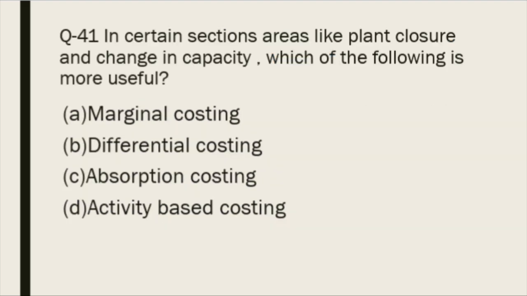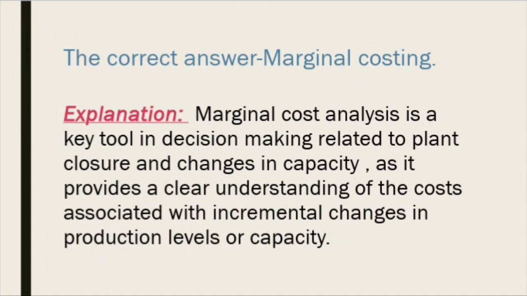Next question: in certain areas like plant closure and change in capacity, which of the following is more useful? The four options are marginal costing, differential costing, absorption costing, activity based costing. And the correct answer is marginal costing. And the explanation is that marginal cost analysis is a key tool in decision making related to plant closure and changes in capacity, as it provides a clear understanding of the cost associated with incremental changes in production levels or capacity.